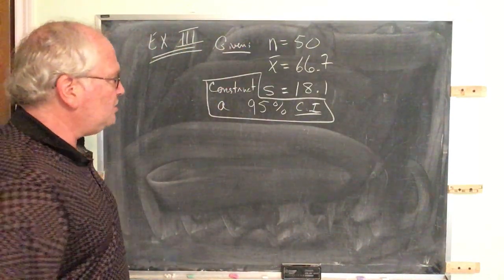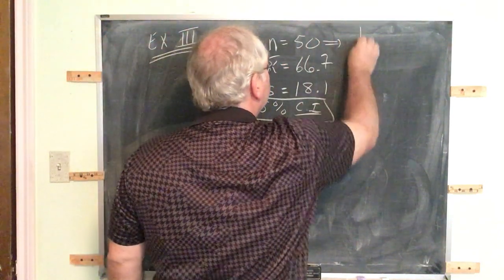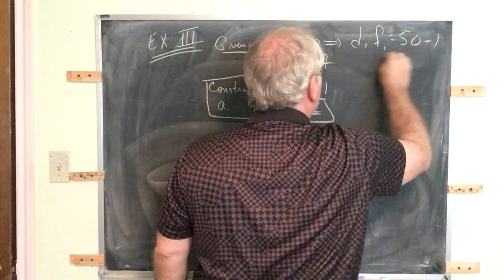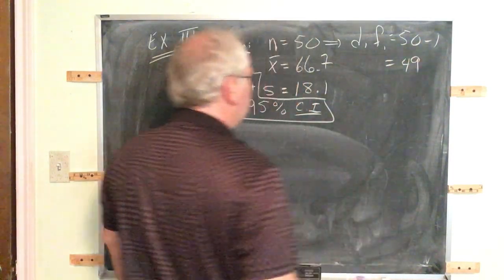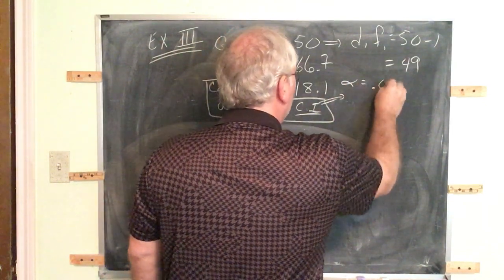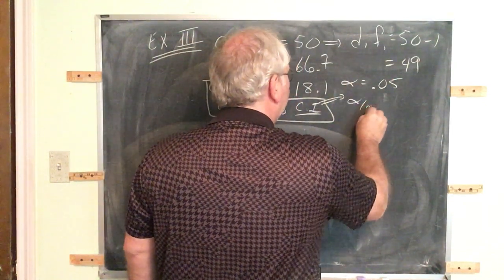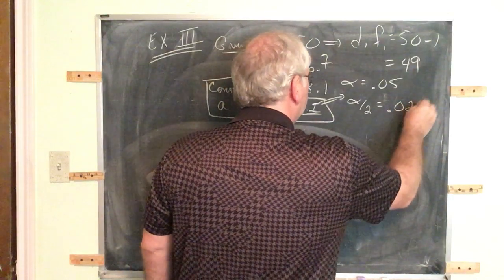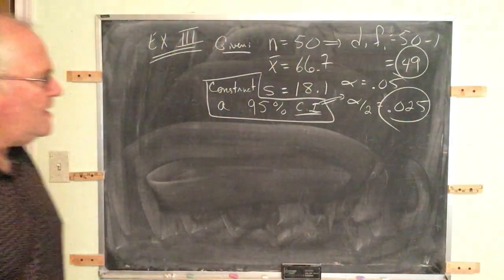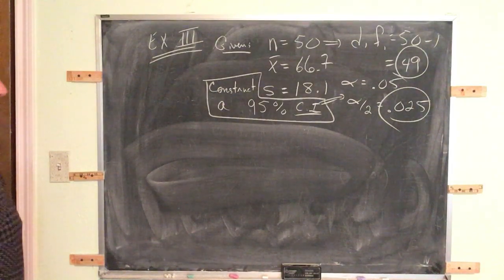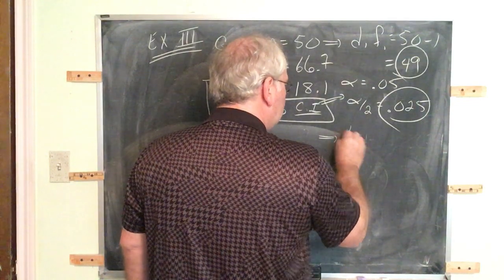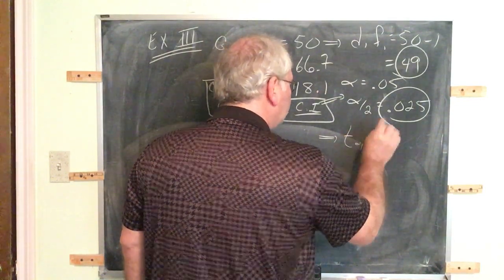with this given information. So we have degrees of freedom are 50 minus 1, so we are in the 49 degrees of freedom row. We have our value for alpha is 0.05. Alpha divided by 2 is 0.025. So we have our column and our degrees of freedom row. From these two, we can compute t subscript alpha over 2.